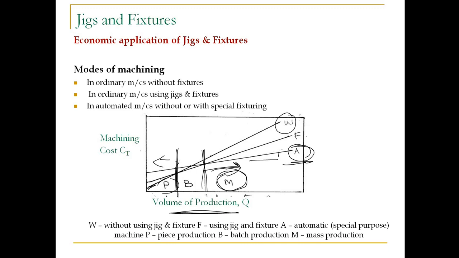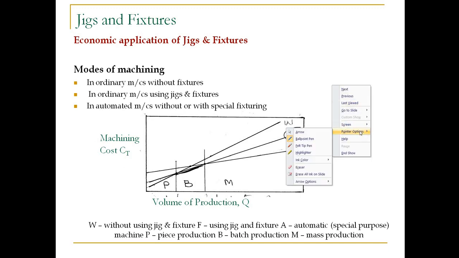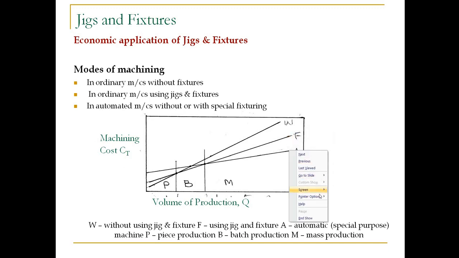And finally, if you want to go for batch production, that is if the volume of production lies in between these two lines, you can go for using jigs and fixtures. As you can see in the graph, this is the lowest line for batch production, in ordinary machines using jigs and fixtures. So this is the economical analysis which says how to decide whether using jigs and fixtures is feasible for you cost wise or not.